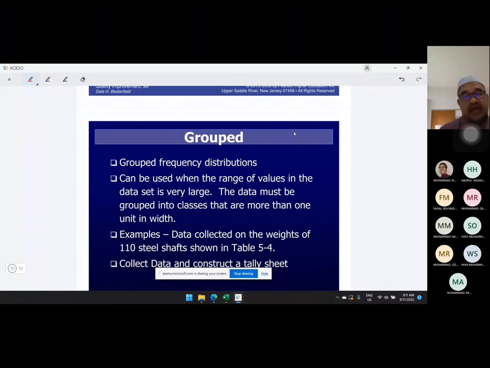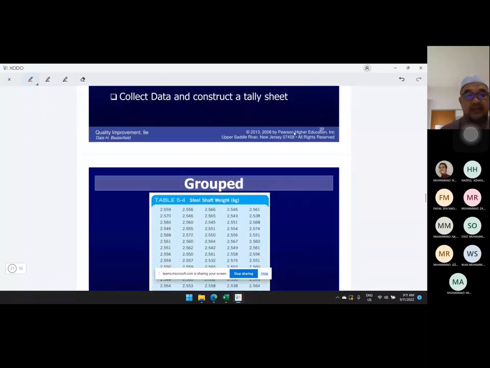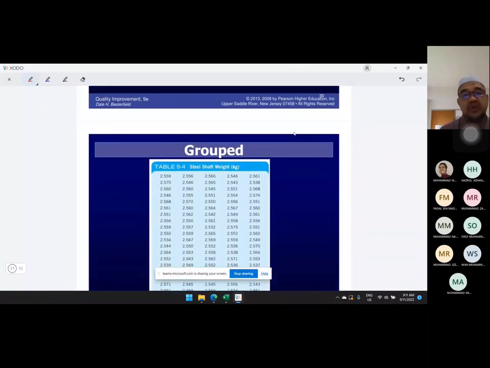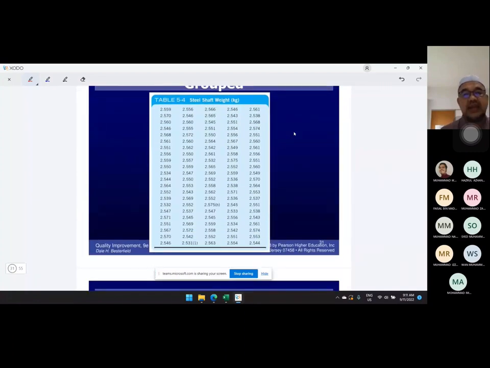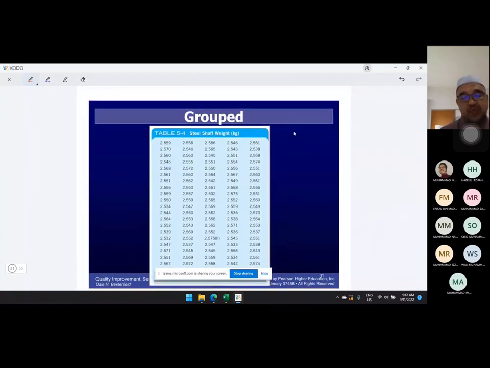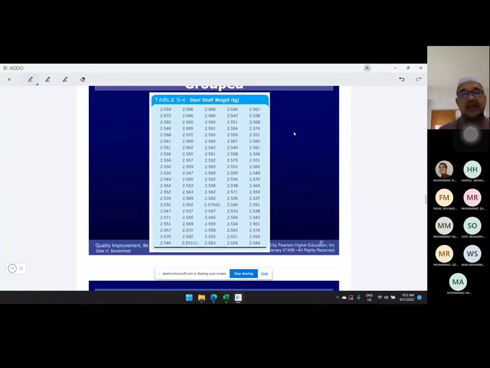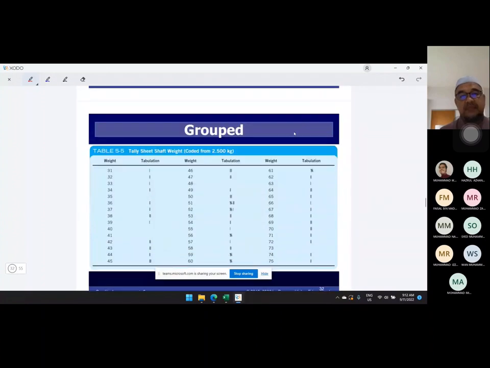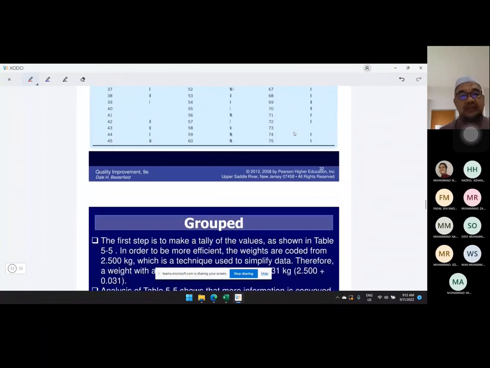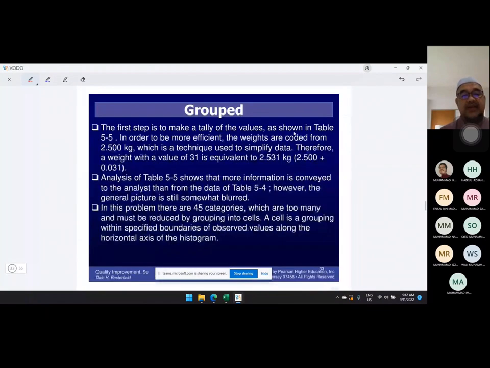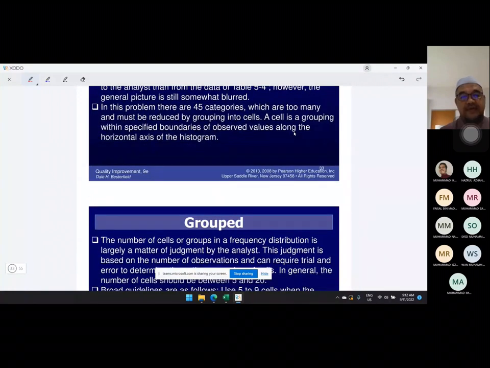And of course, next we can actually group those data that we collect. So these are the numbers, the ungrouped data that we collect. This is the steel shaft weight that your quality inspectors actually measured. And then after that we group them into groups of values.